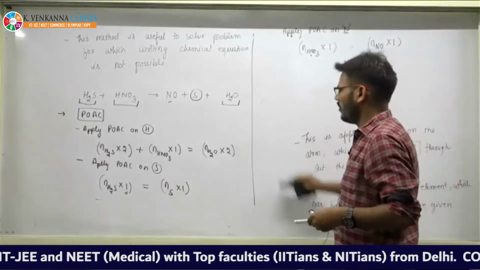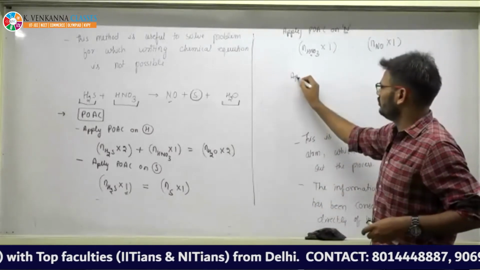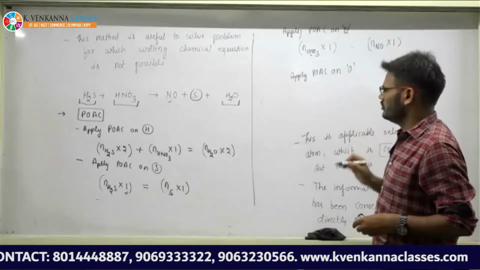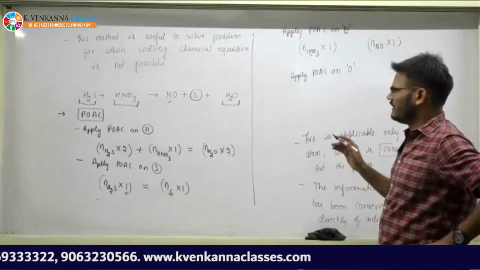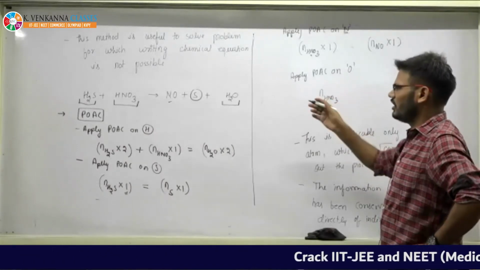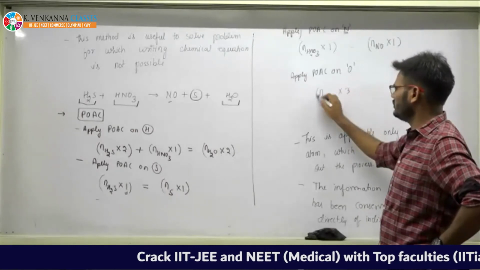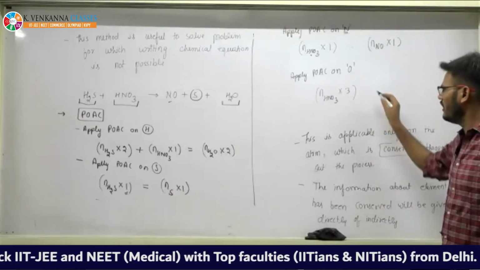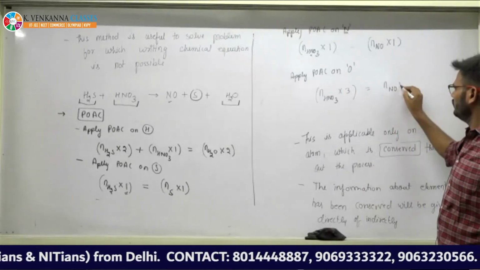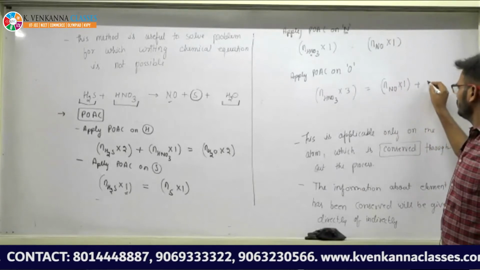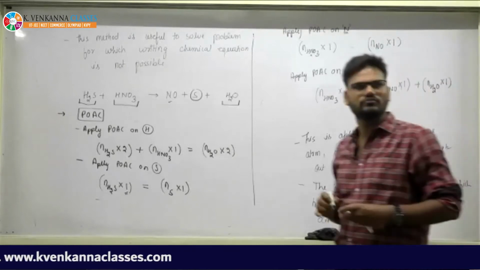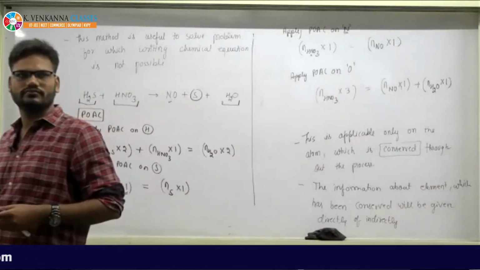Let's move ahead to the oxygen. Apply POAC on oxygen. So what you are going to do, you just balance the atoms on both sides. So atoms are coming from the HNO3. They are not coming from the H2S, into 3, because atomicity of oxygen is 3 in HNO3. Now, moles of NO, you have to multiply by 1. Plus moles of water, and you have to multiply by 1. This is how you are going to solve it.